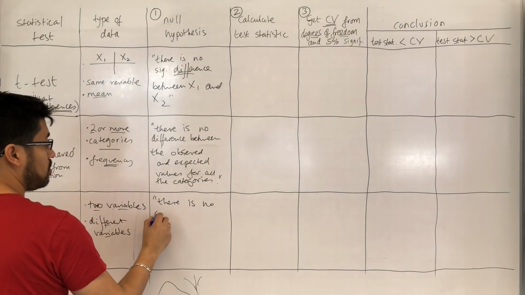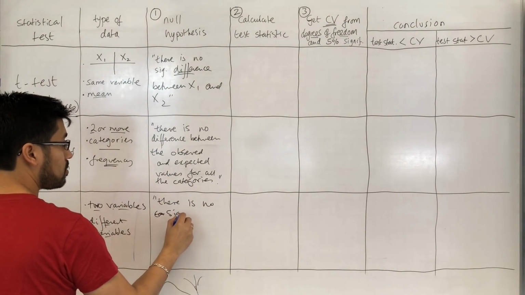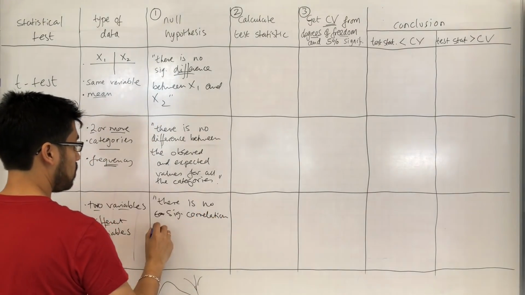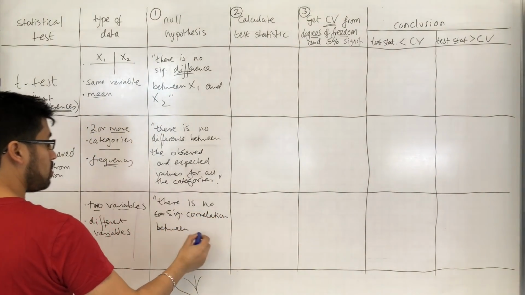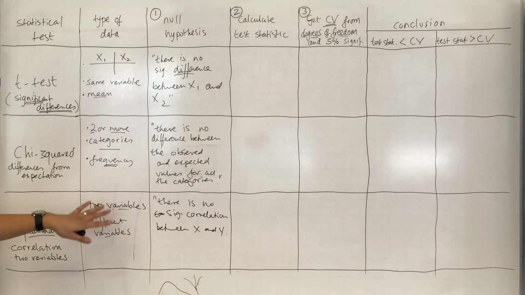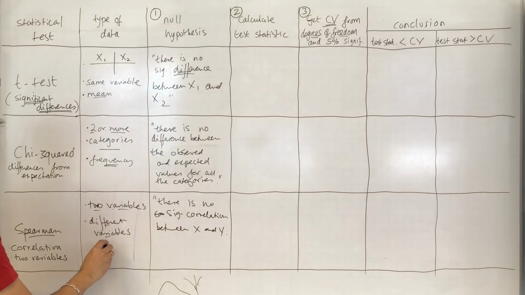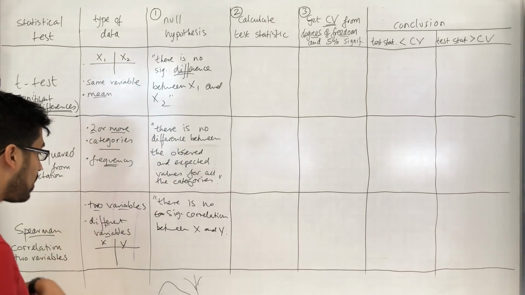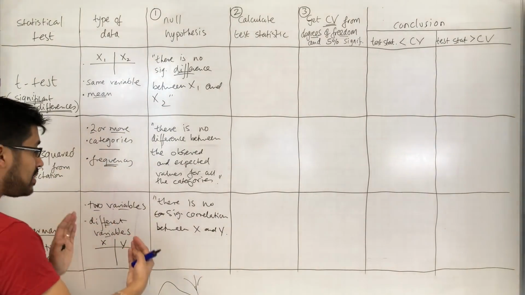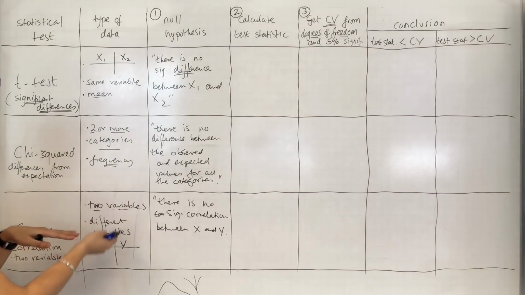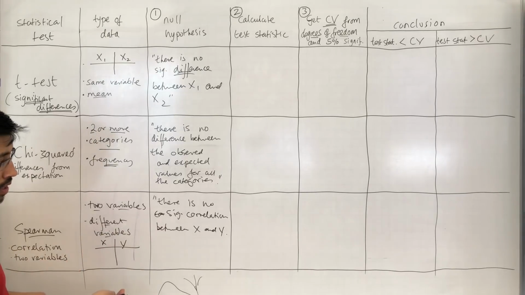no significant correlation between whatever x is and what y is. Okay, so remember our data was organized for a Spearman rank as x and y. Two different variables side by side in pairs. We want to see if x is related to y. Do the values of x change in accordance with the values of y?